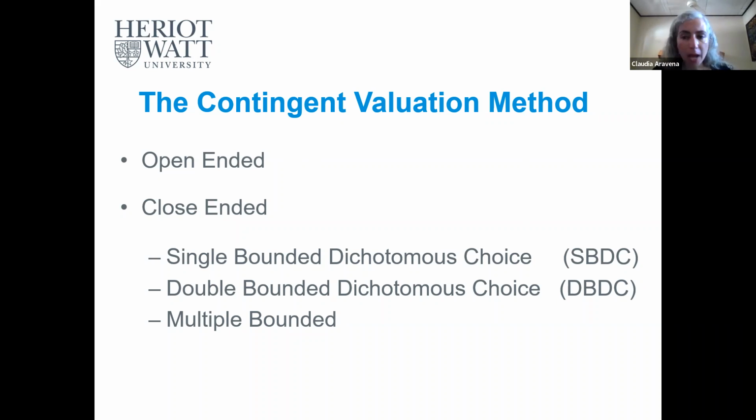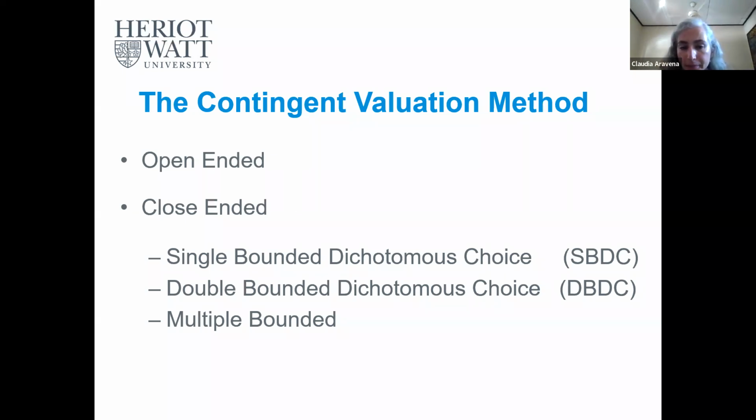The second type is the double-bounded dichotomous choice. In the double-bounded, you ask a second question. So if the person told you yes, you increase. Okay, are you willing to pay 5,000? Yes. And would you be willing to pay 10,000? Yes or no. And if they said no, you decrease: are you willing to pay 2,000? Yes or no? And then you stop. That is the double-bounded.